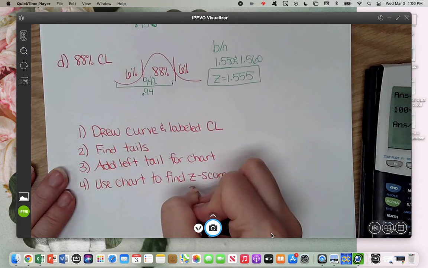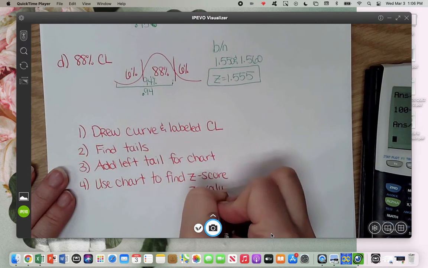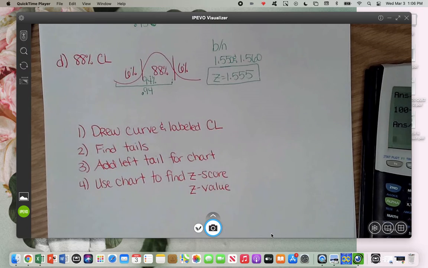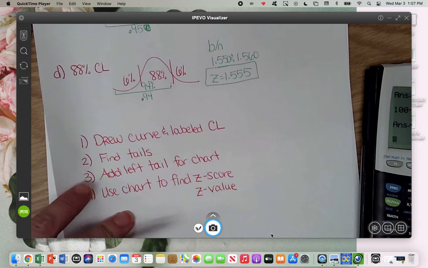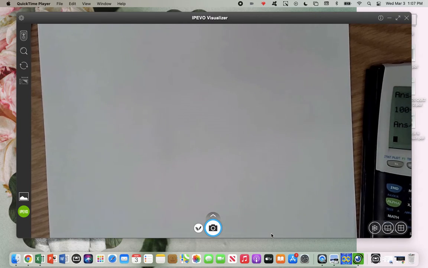Or your z value. Sometimes you'll see z-score, sometimes you'll see z-value, it just depends. So I just wanted to go through that. Now we're going to do the reverse. On the reverse, I give you the z-score, you tell me the confidence level. So we will do a couple of those. All right, so here we go.